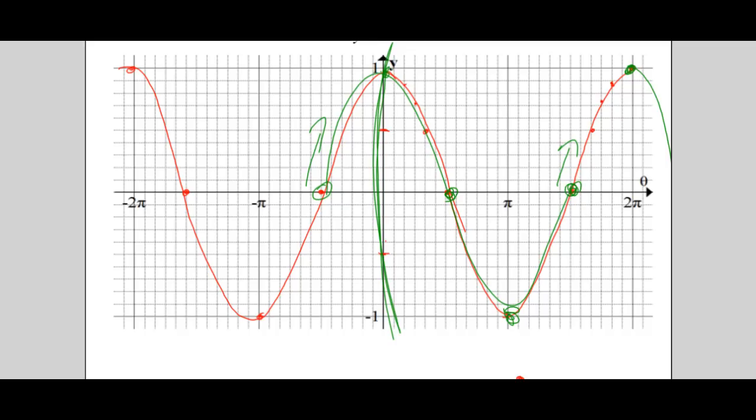Okay, so I could say, oh, well, you know, start down here. So if you start at the minimum, you go to the middle, up to the max, back to the middle, back down to the minimum, right? 4 parts.